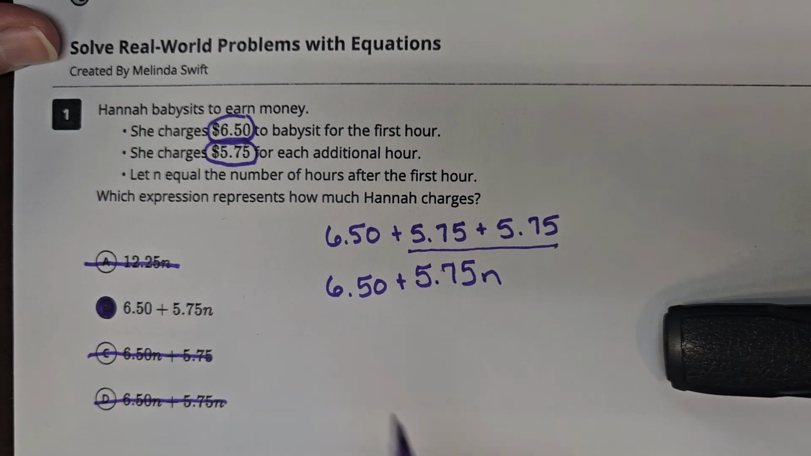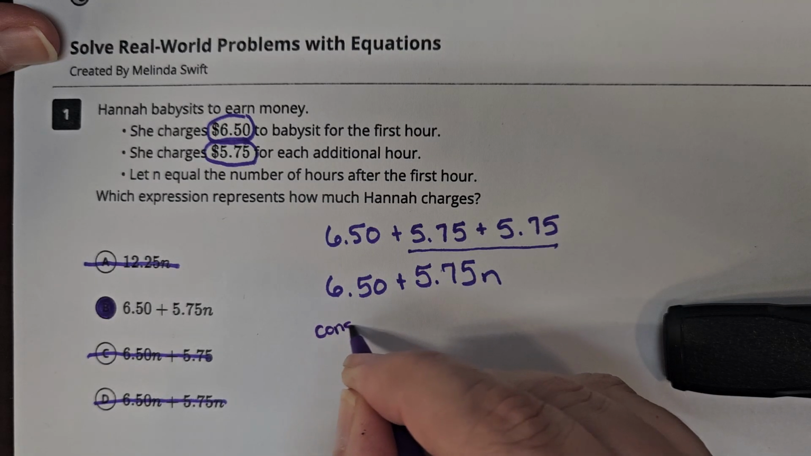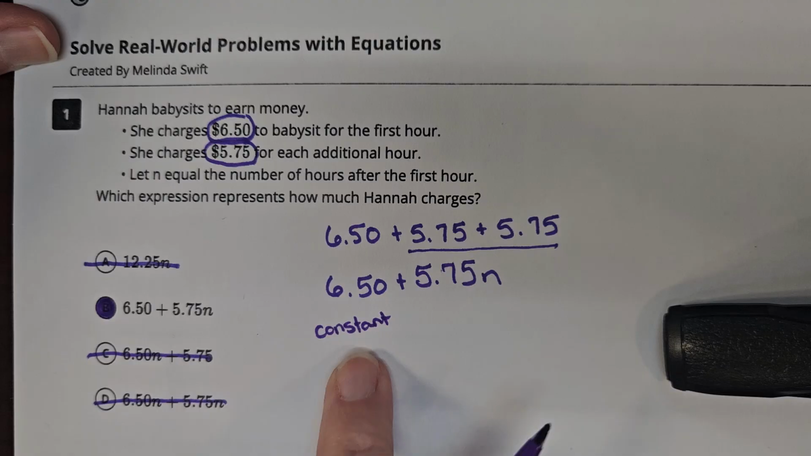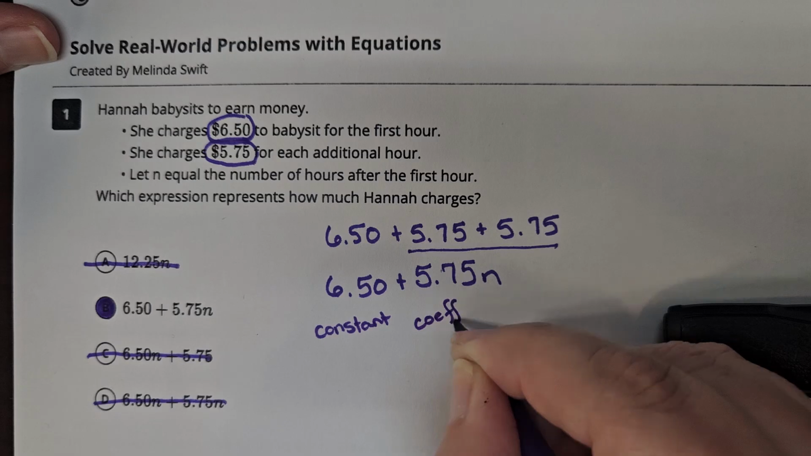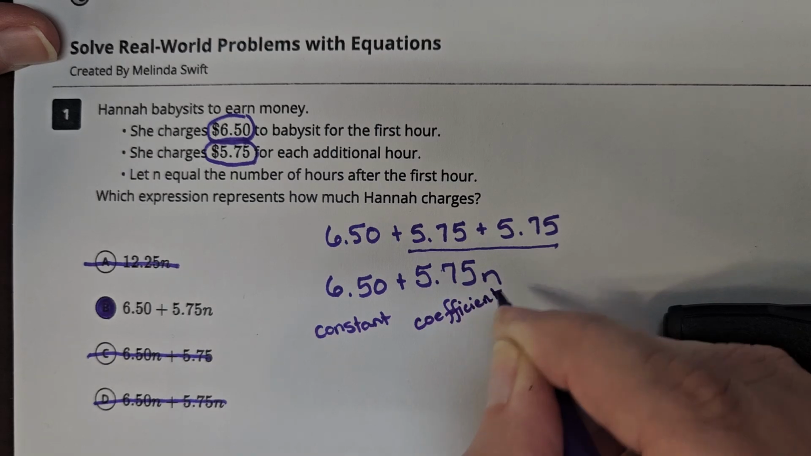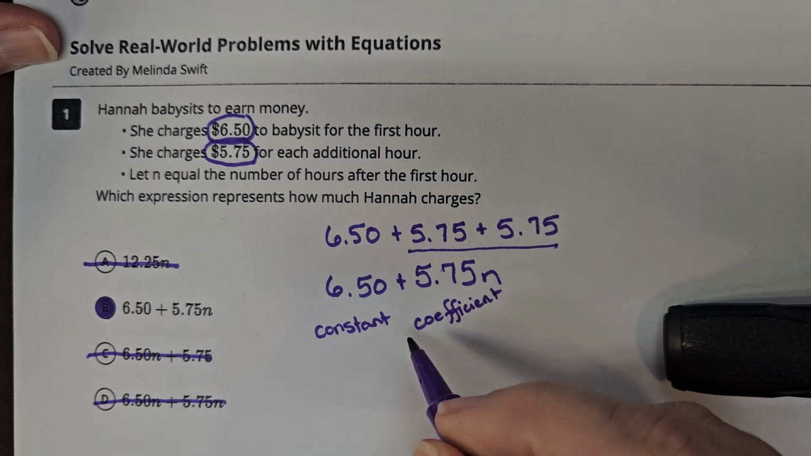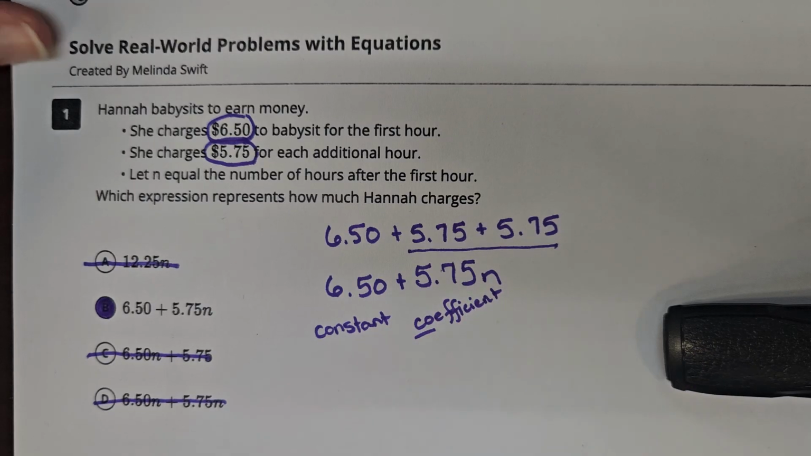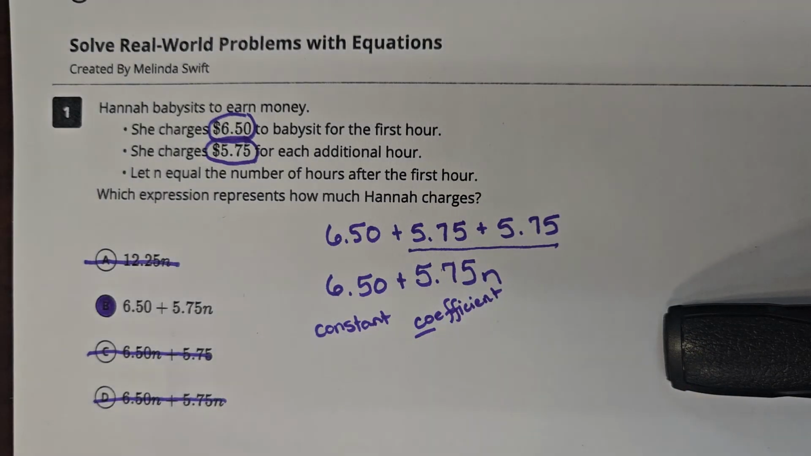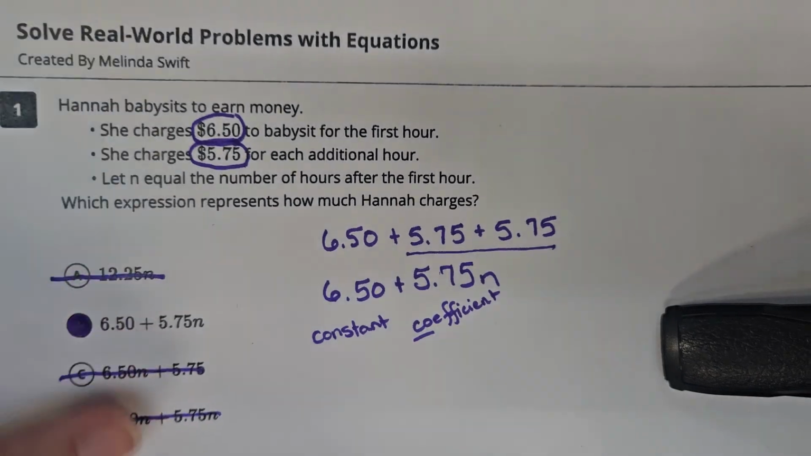If it helps, you might think of this in terms of constant, meaning the number that's by itself, so it's not going to be changed by the variable, and coefficient. These were the terms that we learned in the last module. Co means with. This is with the variable. It is being affected by the variable. All right, let's go to number 3.